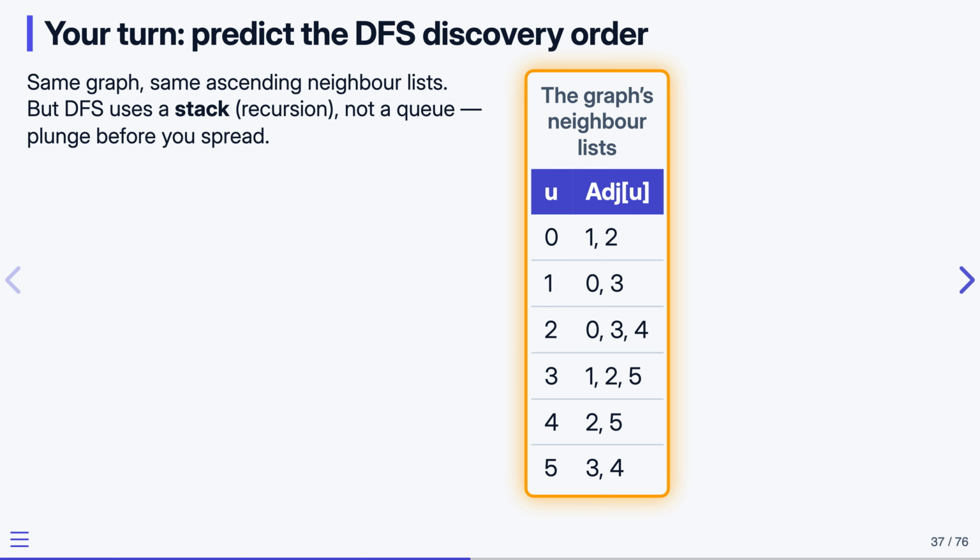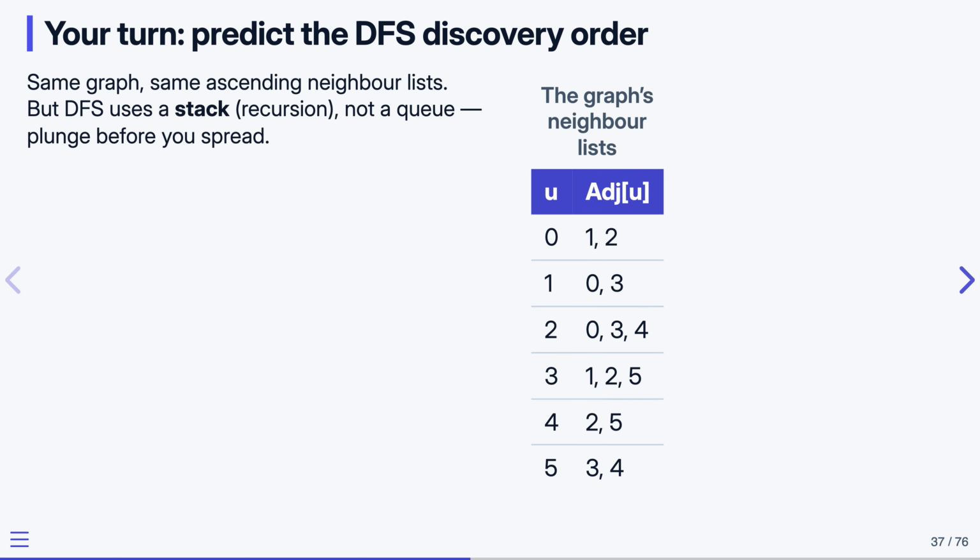Let's try a prediction. This is the same graph as before, with the same neighbor lists in ascending order. But DFS does not use a queue. It uses a stack through recursion, so it dives deep first instead of spreading out wide.